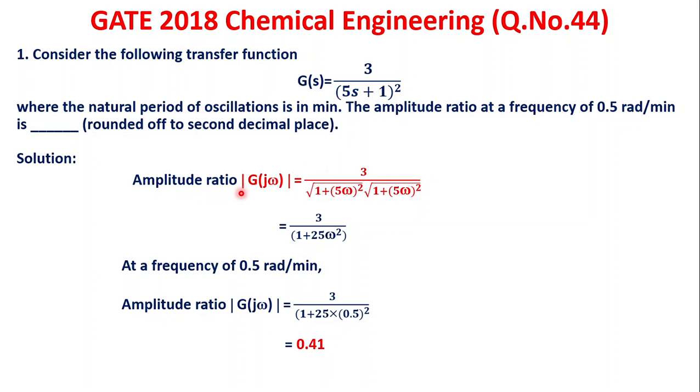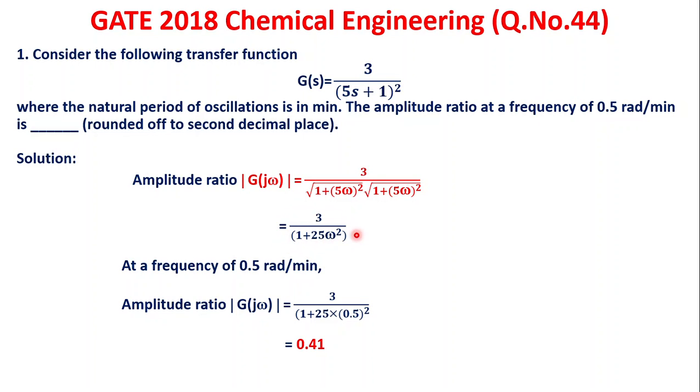Therefore, when we write the amplitude ratio as the gain amplitude, for 3 it is 3, and for 1 plus j 5 omega it is the square root of 1 plus (5 omega) whole square. Since it is squared, there is yet another square root. Otherwise, we can simply write 1 plus (5 omega) whole square in a single bracket. That is 3 by (1 plus 25 omega square).